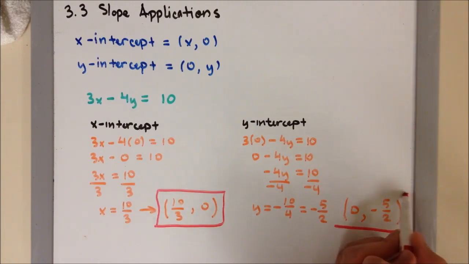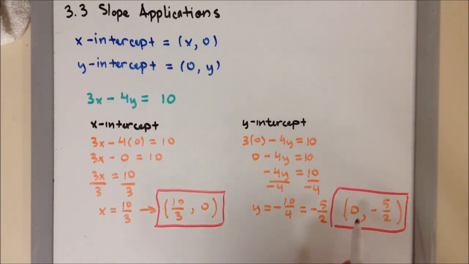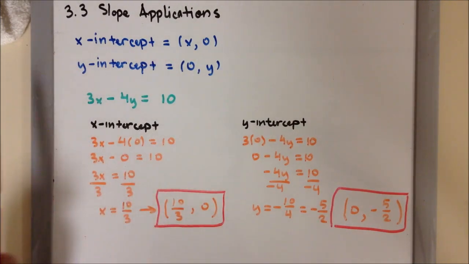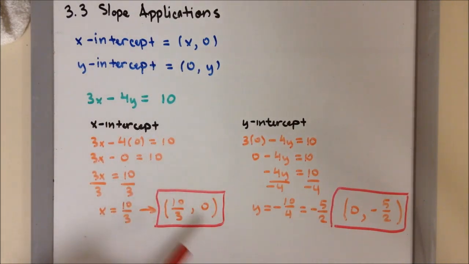So here's the coordinate for the y-intercept, 0, comma, negative 5 halves. So it's the same process as the previous example, just basically plug in 0, and again two answers, x-intercept and y-intercept, for this given equation.